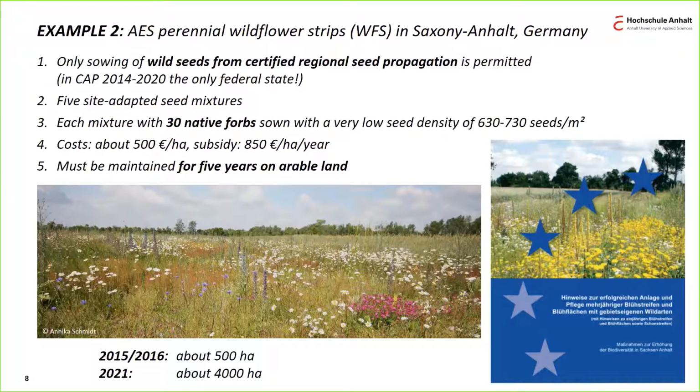The cost of the seed mixture is about €500 per hectare, and the farmer gets a subsidy of €850 per hectare and year. The wildflower strip must be maintained for 5 years. It is a very popular agri-environmental scheme, and since 2015, about 4,000 hectares of perennial wildflower strips were established in Saxony-Anhalt.